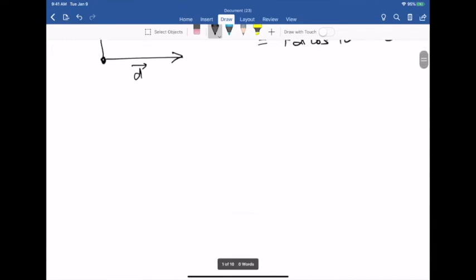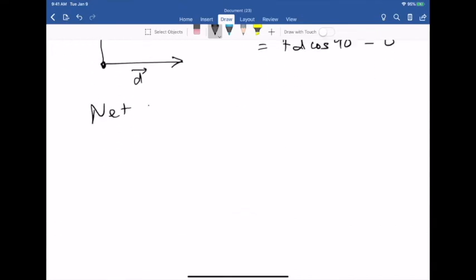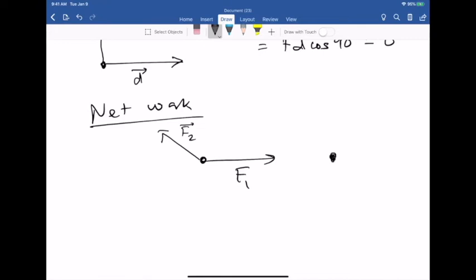Now, there's another important concept here, which is the concept of net work. Suppose you have multiple forces acting on an object. So let's say that you've got one force acting in this direction and another force acting in that direction. And the object moves maybe from here to here. So in that case, you can calculate a net work done. So you can calculate the work done by the force F1. You can calculate the work done by the force F2, and you can add them up, and that will be the net work, right?